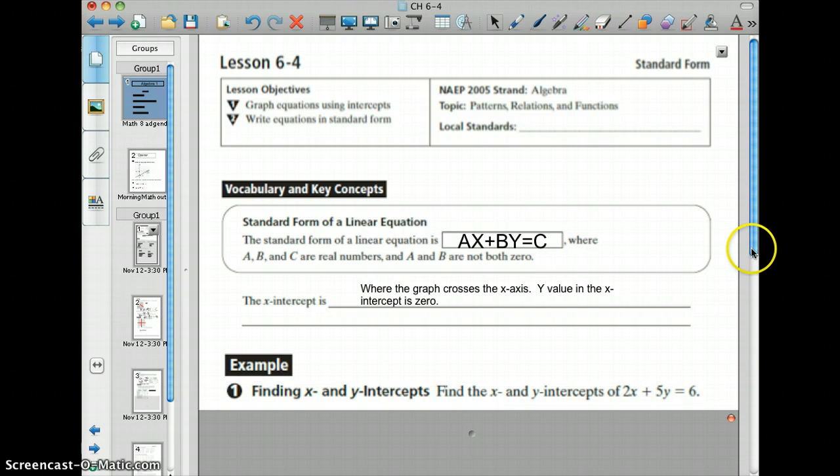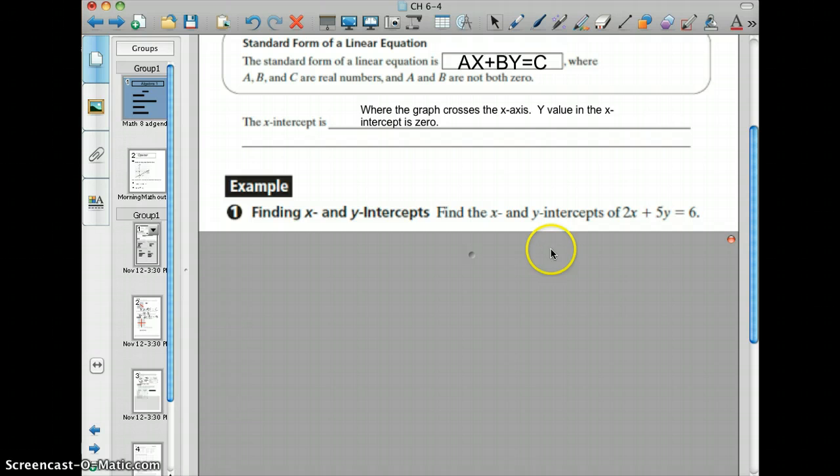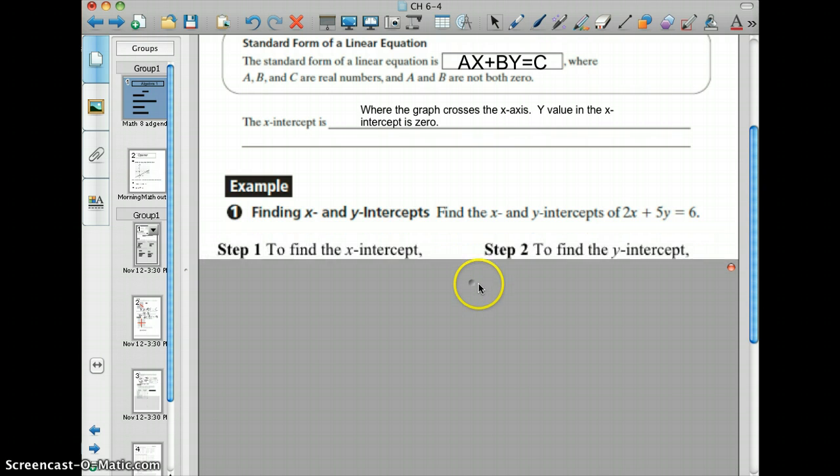So let's find the x and y intercept. If you look at 2x plus 5y equals 6, to find the y-intercept, you plug in 0 for x, and 2 times 0 is 0, so this term disappears, and we're left with 5y equals 6. Divide both sides by 5, you're left with y equals 6/5.